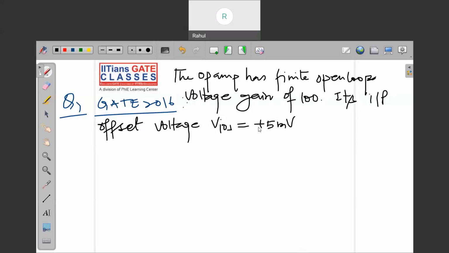So this is a very good question. This can be asked in the exam, from non-idealities, right? The op-amp has a finite open loop voltage gain of 100, and its input offset voltage VIOS is 5 millivolt, and is modeled as shown in the circuit below.